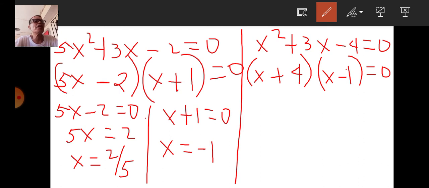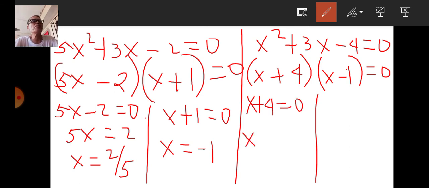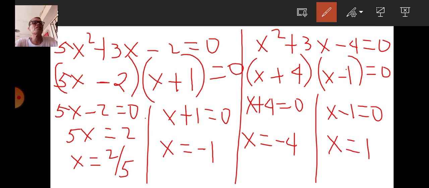So 4 times x is 4x. X times negative 1 is negative x. 4x plus negative x, you will have positive 3x. Then, equate the factors to 0. You will have x plus 4 equals 0. Transpose 4 to the other side, so x equals negative 4. And the other one, x minus 1 equals 0. So x equals positive 1.